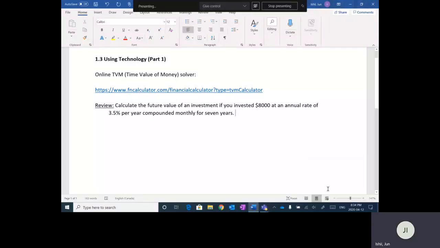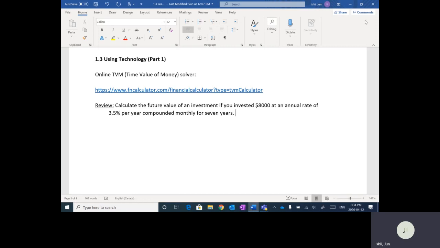Okay, so the next lesson is on using technology. Using technology part one. What we're going to do is basically an intro to something called the TVM solver. You may have used this last year actually in Foundations 11. It's just a way to calculate some compound interest problems.